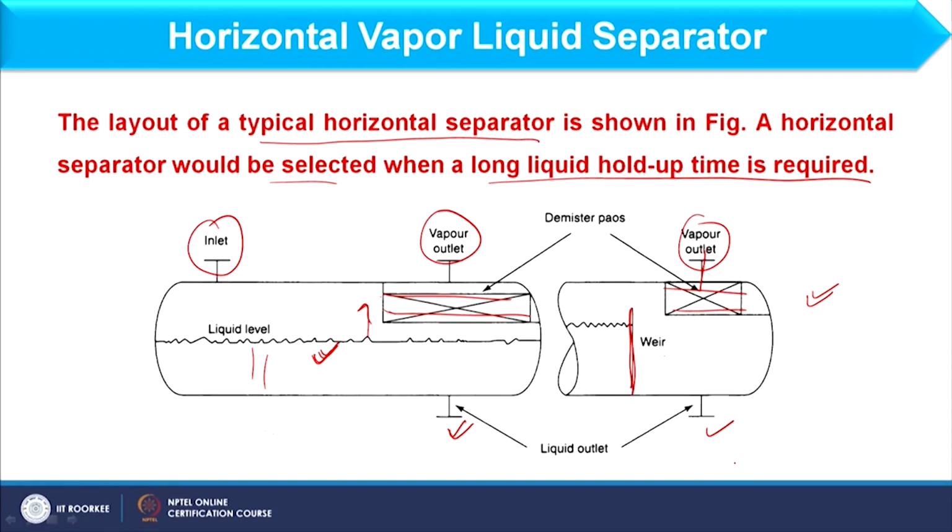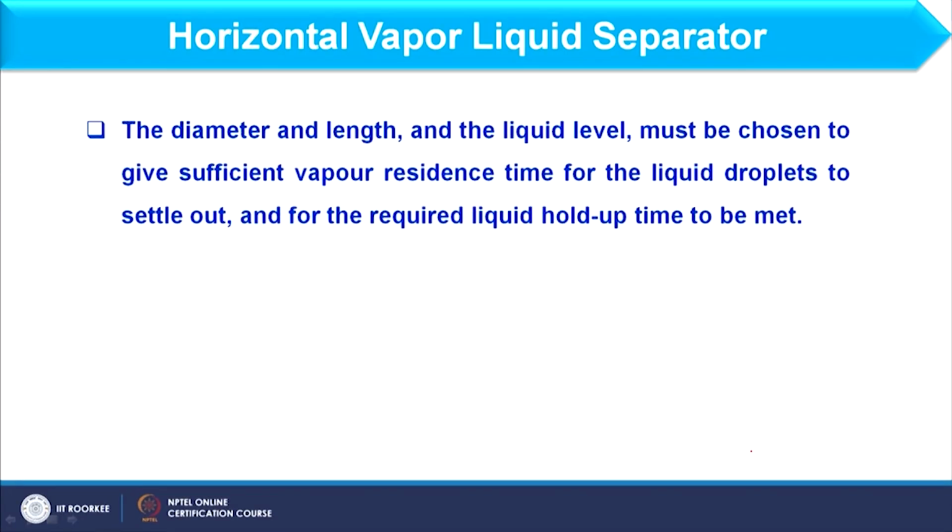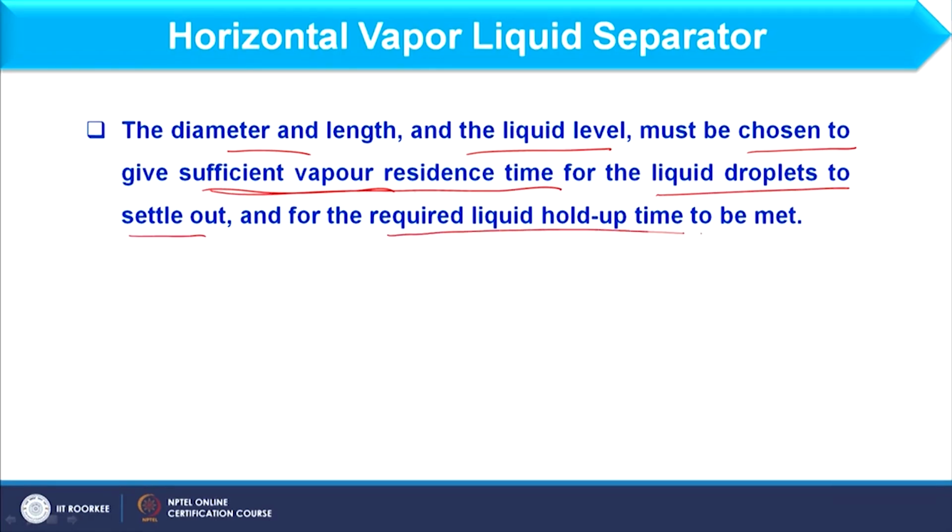In this way we have discussed the horizontal vapor liquid separator, and now we have a few more points about it. The diameter, length and liquid level must be chosen to give sufficient vapor residence time for the liquid droplets to settle down and for the required liquid hold up time to be met. In this case we have a specific D by L ratio. What this ratio is, we will discuss in the next slide.